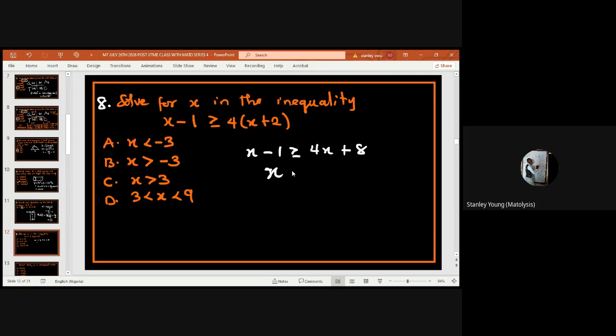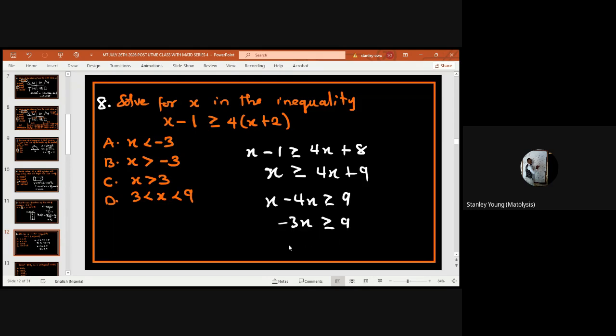Or I can do x is greater than or equal to 4x, 8 plus 1, that's 9. So I can decide to move this to the side by saying x minus 4x is greater than or equal to 9. This negative 3x is greater than or equal to 9.